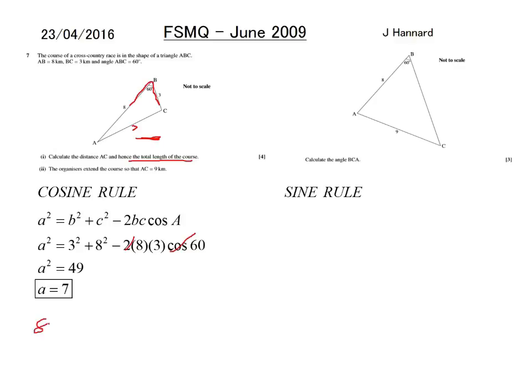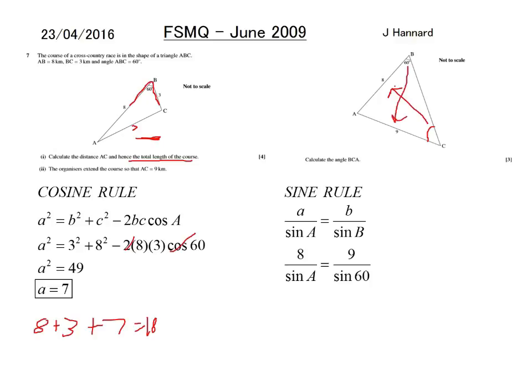So it's 8 add 3 add 7, which equals 18 kilometers. But it's the sine rule for this bit, so calculate the angle BCA. BCA is this angle here, so we've got the opposite buddy angle and its opposite buddy, and the same there. So sine rule, put in the numbers, rearrange, put in your calculator, A equals 50.3 degrees.